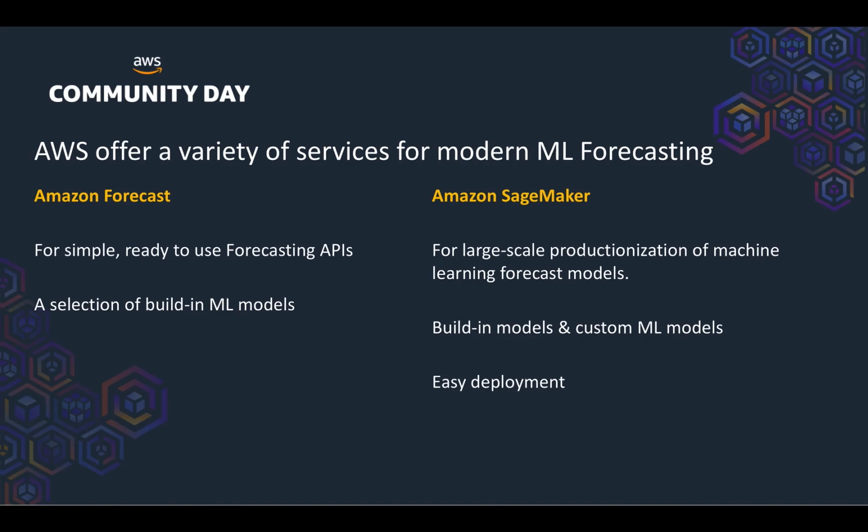Amazon SageMaker is another fully managed service which allows data scientists to build, train, and deploy machine learning models quickly. SageMaker works for both built-in models and custom machine learning models. It's easy to deploy and has more flexibility for large-scale production of machine learning forecasting models.